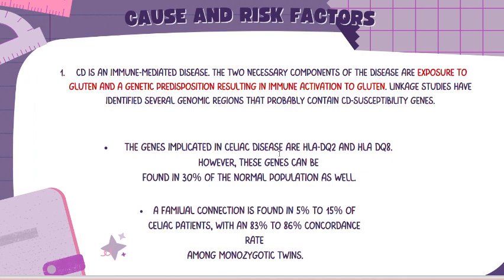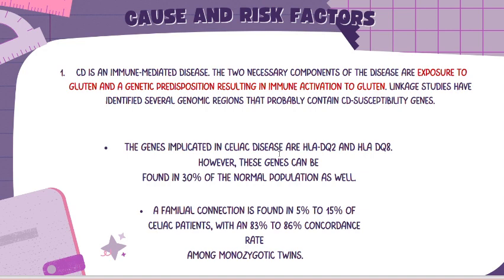These are the causes and risk factors. Celiac disease or CD is an immune-mediated disease. The two necessary components of the disease are exposure to gluten and a genetic predisposition resulting in immune activation to gluten. Linkage studies have identified several genomic regions that probably contain CD susceptibility genes. The genes implicated in celiac disease are HLA-DQ2 and HLA-DQ8. However, these genes can be found in 30% of the normal population as well.